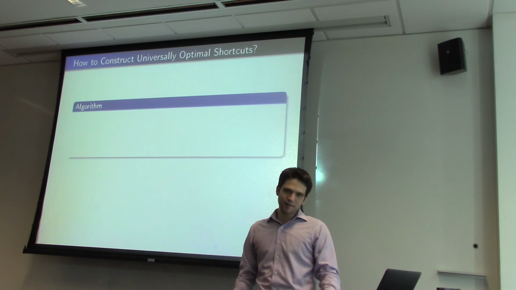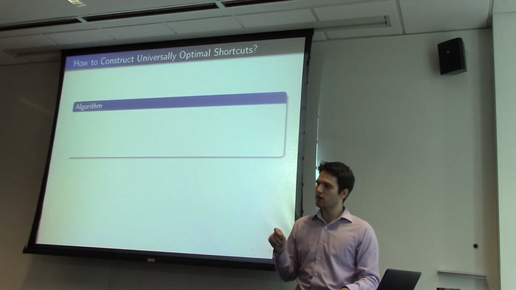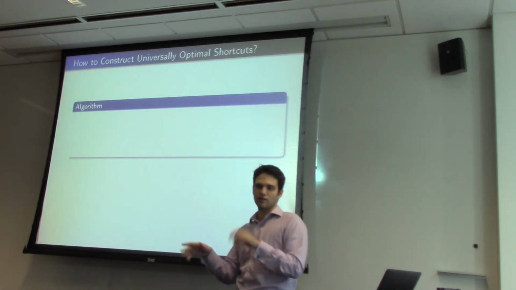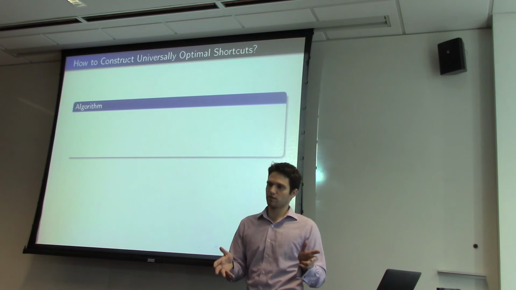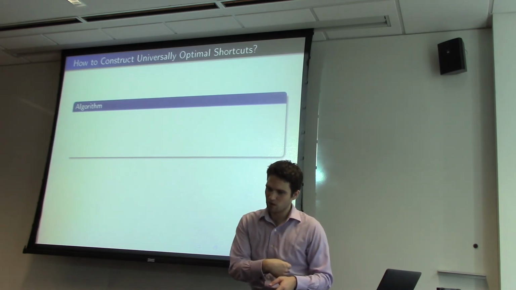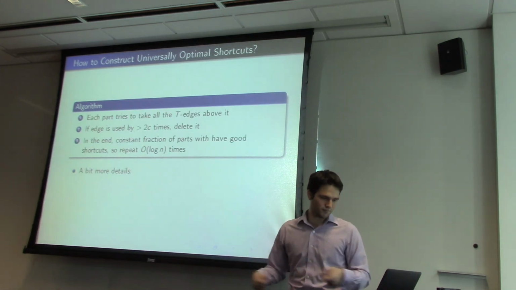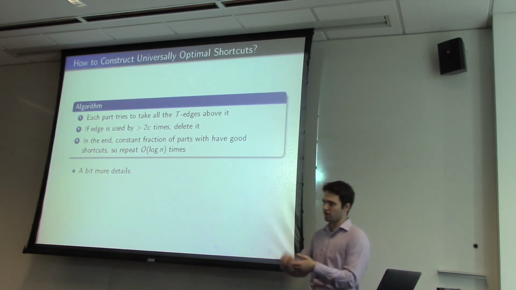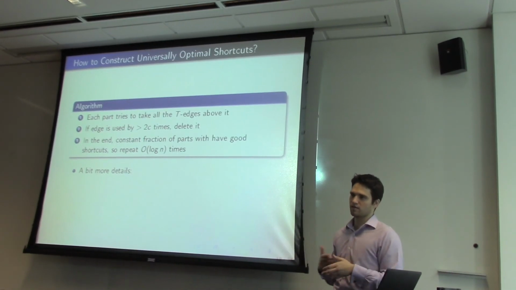And if you do the algorithm, you can prove that half of the parts will actually have shortcuts within the range that I described in the earlier slide: 3b, a constant times b, and a constant times c will have those quality parameters. So you just remove the parts that you found good shortcuts for, and you repeat the process log n times until you find good shortcuts for all the parts. And that's basically it. So each part tries to take the edges above it. Whenever an edge is over-congested, we delete it. And in the end, we'll have half of the parts having good shortcuts. So we delete them out and repeat the process again.